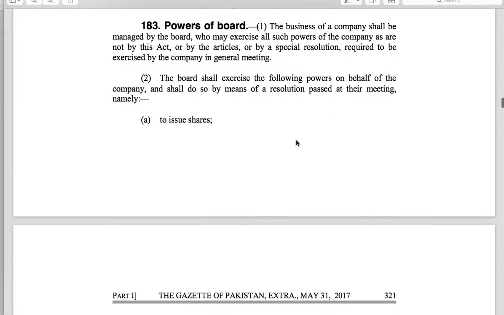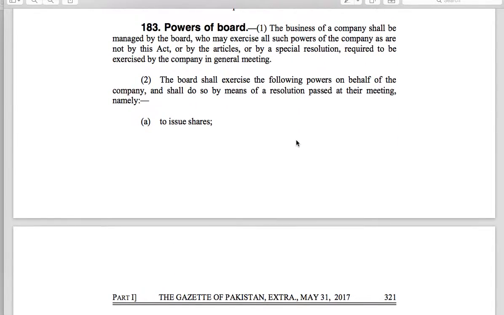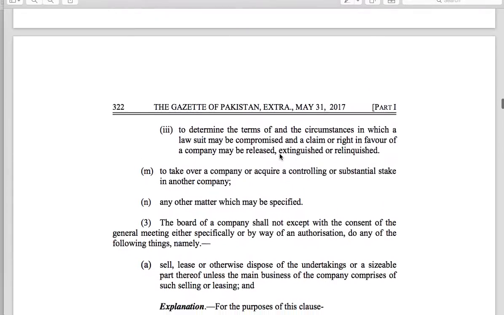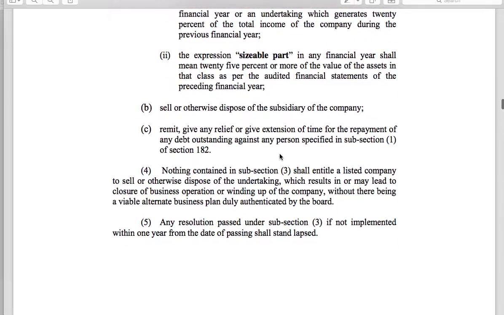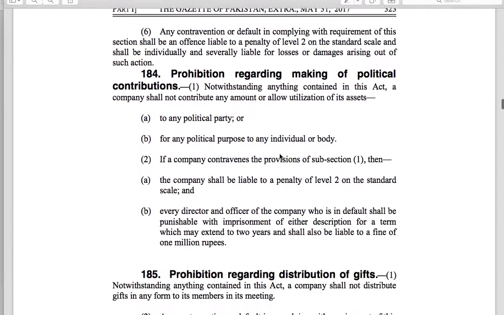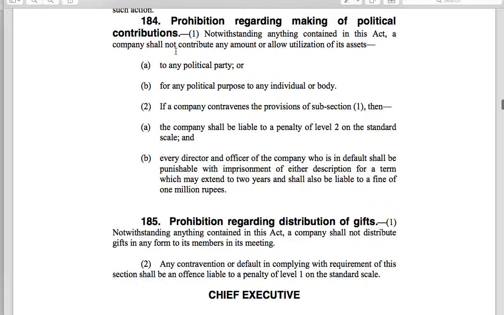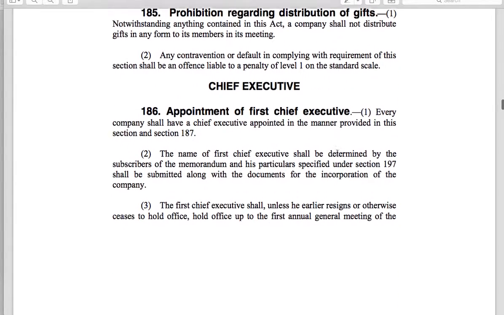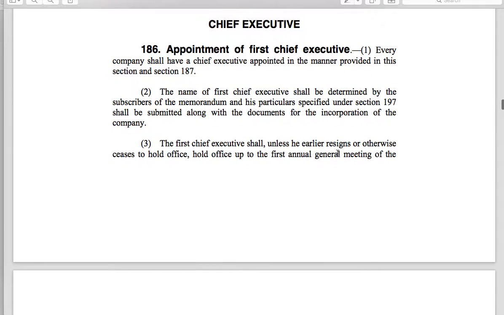This is the power of the board, which means that along with the articles of association, these are the powers that the board can exercise: invest money, undertake business, declare dividend, all of these, and some constraints have also been put on this. Political contribution: there is a prohibition on political contributions to political parties, and a prohibition on giving gifts.